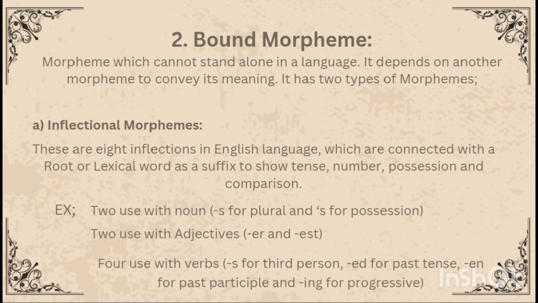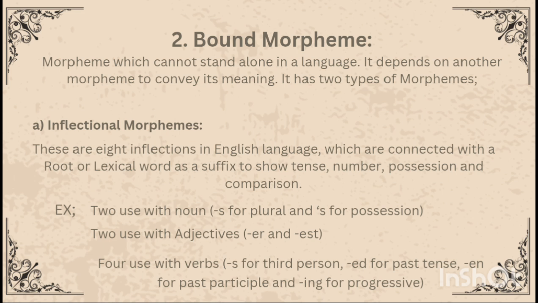Now in bound morpheme, see, I told you, when we see the definition or the concept of a word, first we analyze the word. Now what does bound mean? Bound means something dependent. Bound morpheme means something is dependent. It's the opposite of free morpheme. In bound morphemes, morphemes are bound to another morpheme to convey their meaning. They cannot stand alone without any other morpheme. They are dependent on free morphemes.